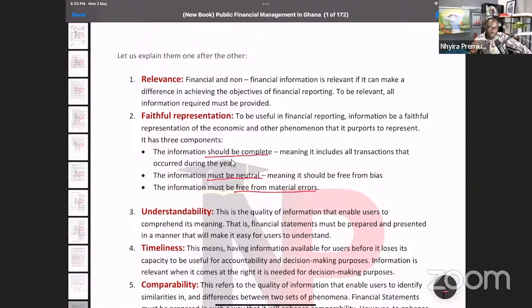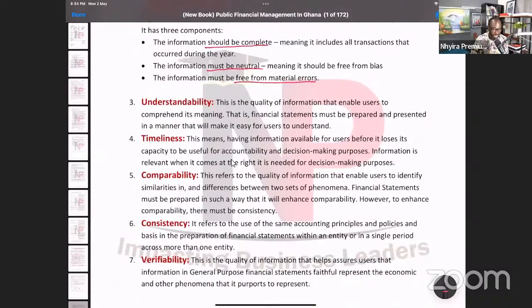So if government financial statements are inconsistent with what the international organization, the IMF, is saying, that means the financial statements are not faithfully represented, period. But the financial statement should also be prepared in such a manner that every individual should be able to understand it. That is understandability. It should be prepared in such a manner that it could easily be comprehended by everybody.